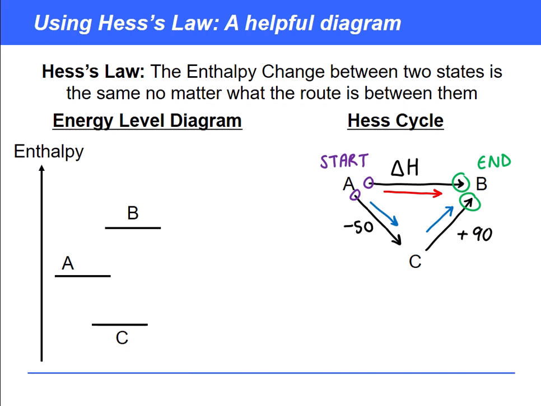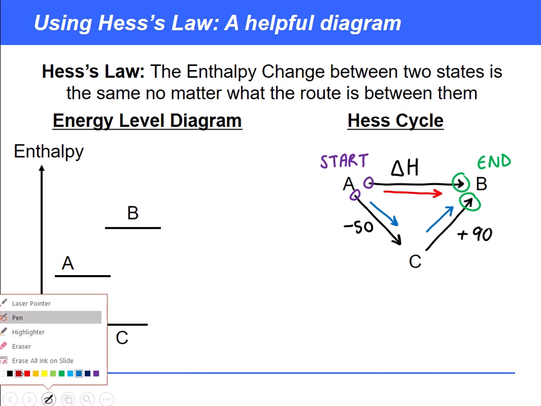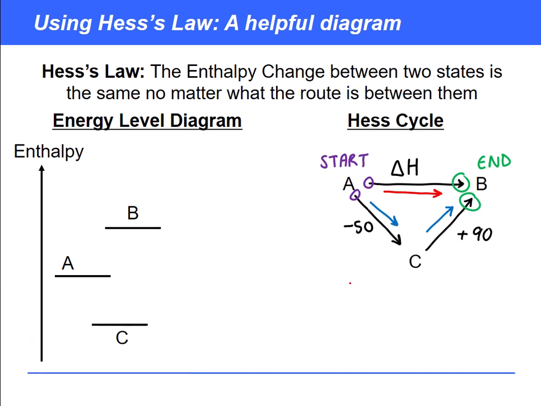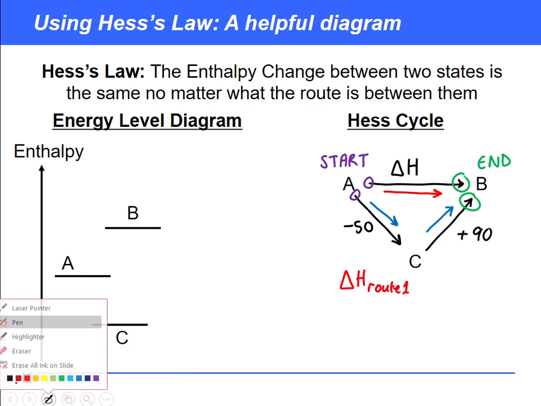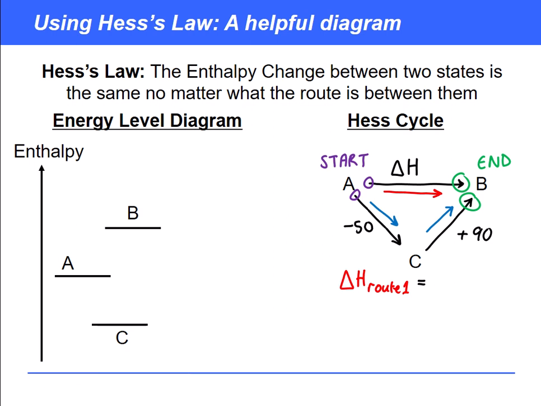Now Hess's law tells us that we would expect that the enthalpy change along the red route, which I'm going to call route 1, should be equal to the enthalpy change along route 2.